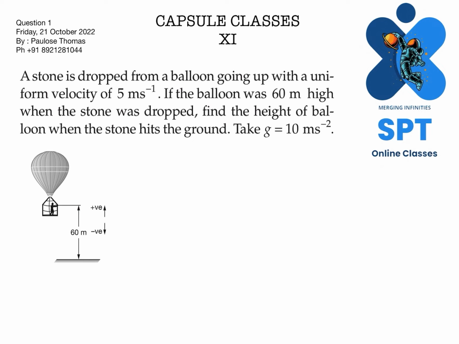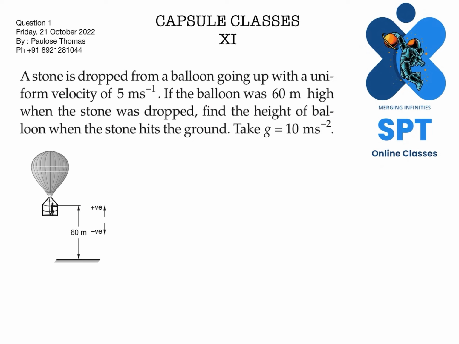Today we are going to do a question from Motion in a Straight Line. The question is, a stone is dropped from a balloon going up with a uniform velocity of 5 meters per second. If the balloon was 60 meters high when the stone was dropped, find the height of the balloon when the stone hits the ground. Take g equal to 10 meters per second square.